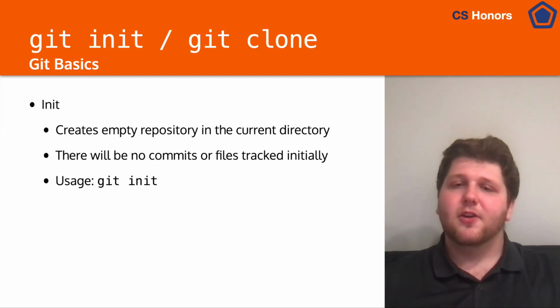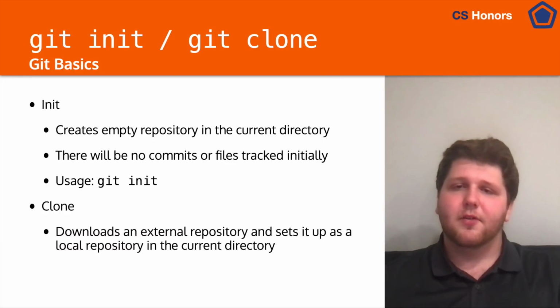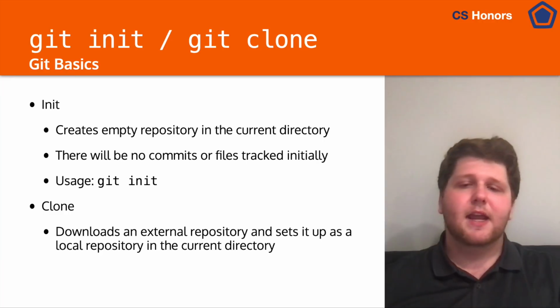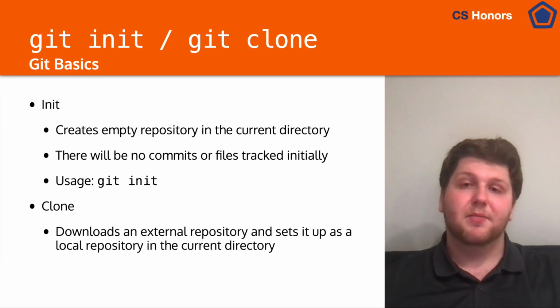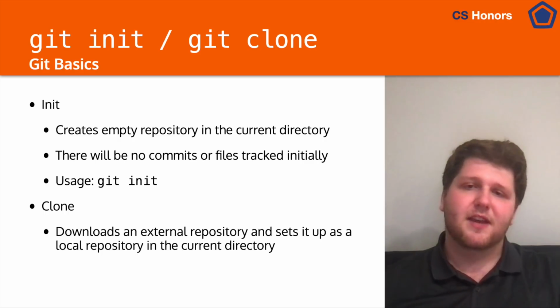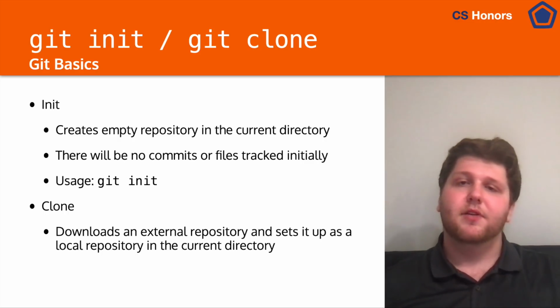And as I mentioned, there will be no commits or files tracked initially. When you first run git init, it'll be an empty repository and you still need to take that first snapshot. It doesn't happen automatically for you. Then we have git clone. Git clone is great for when you want to download an external repository from some server and set it up as a local repository in your current directory, right? So this would be something you run in your downloads folder because you want to download it from somewhere else. Or you can run it on your desktop. Wherever you want to put it, you would cd into that directory and then you would clone.